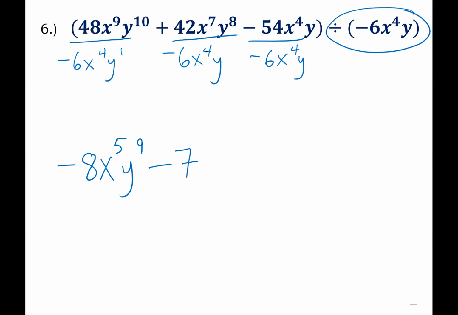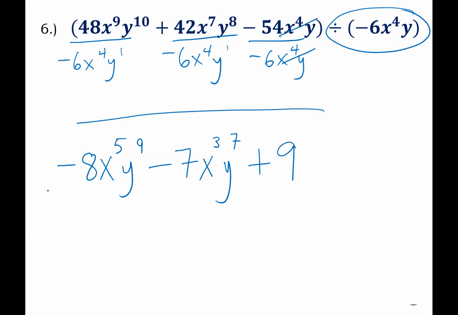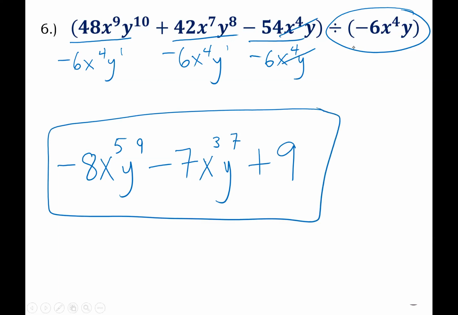Okay. x to the 7th divided by x to the 4th. That's x to the 3rd, subtracting exponents. And then once again, subtracting exponents, y to the 8th divided by y to the 1 is y to the 7th. Last term, negative 54 divided by negative 6 is positive 9. And look at that. Those variables cancel, just like they did in several other problems that we saw. So here's our final answer. Negative 8 x to the 5th, y to the 9th, minus, notice the sign change, 7 x to the 3rd, y to the 7th, and then once again, sign changed, plus just 9 at the end because the variables cancel.